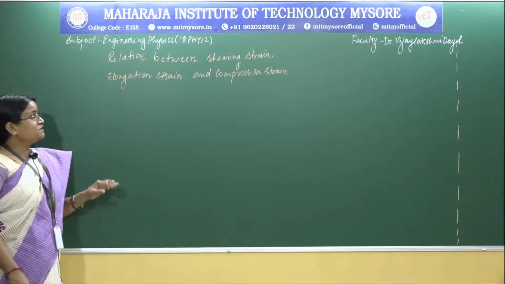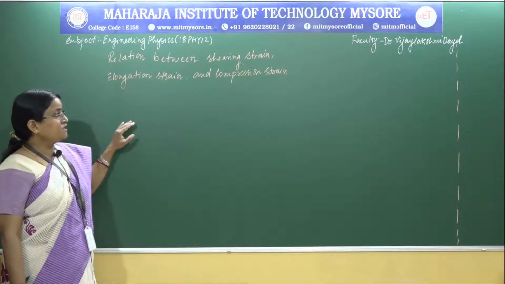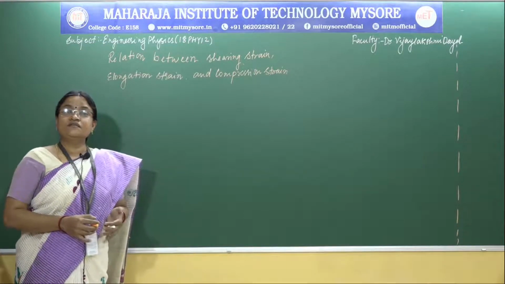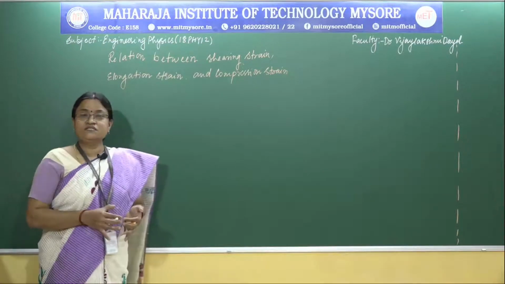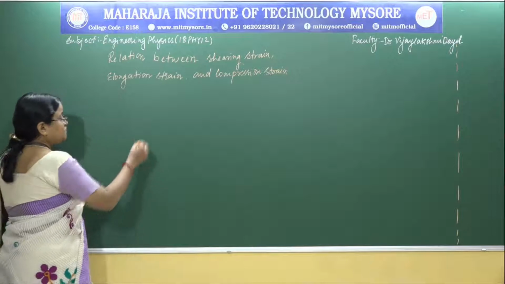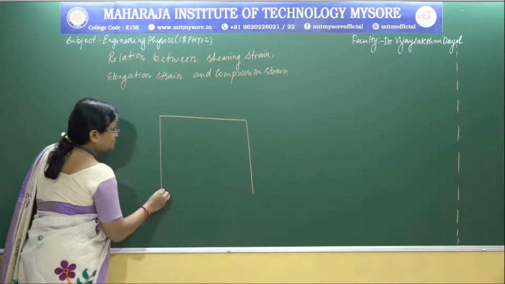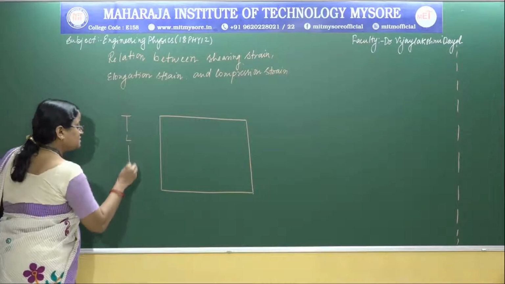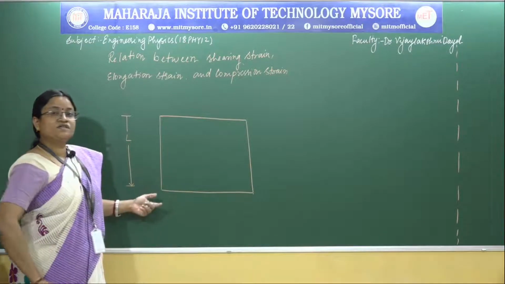So, in today's class we are going to study the relation between shearing strain, elongation strain and the compression strain. To derive this we will consider a cubical structure, and one such face of the structure I am going to draw here on the board. So, we will consider a front face of the cube where the length of each side of the cube is L.